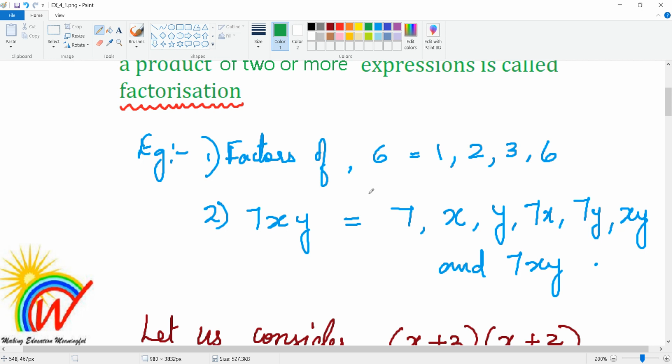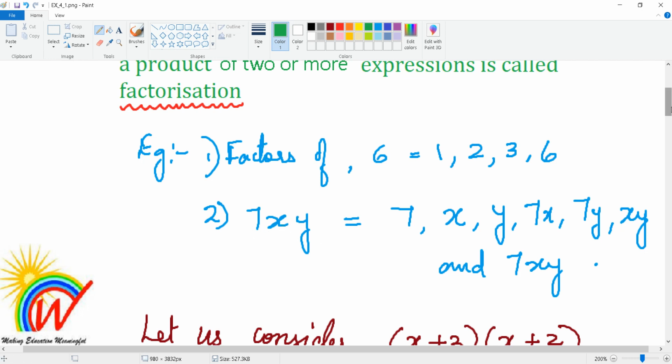Now if I ask you what the factors of 7xy are, as usual you will say 7 is one of the factors, that is, you can divide 7xy by 7. Even x is present, so x is a factor, y is a factor, 7x is a factor, 7y is a factor, xy is a factor, and 7xy as a whole is a factor. All these, each number, each variable, two variables, or one number and one variable combined together, are called the factors of this particular term 7xy.